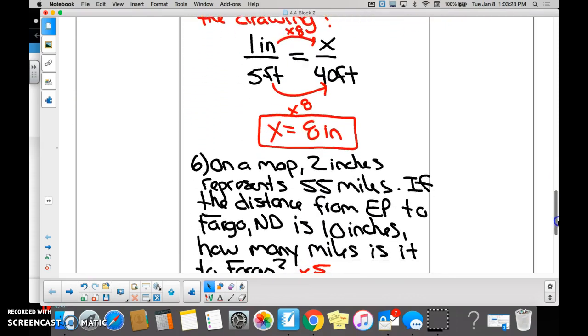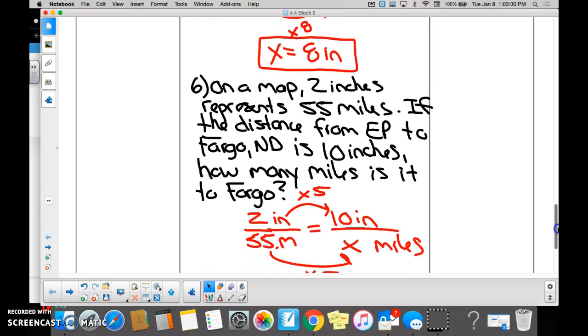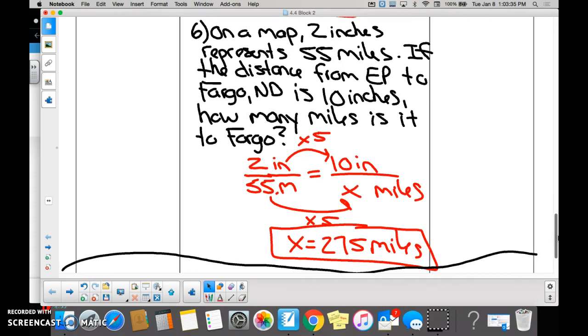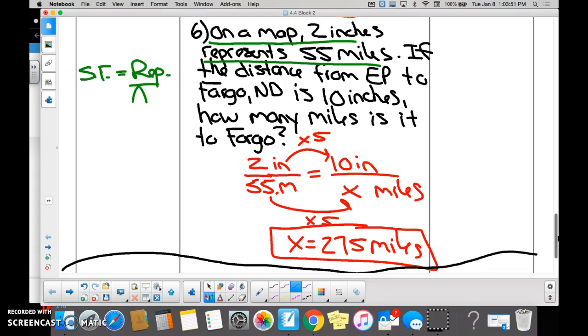And then the map problem. Did I give you a scale factor for the map problem? Like, did I say, here's the scale factor? Does it say the scale factor is on number 6? No, it doesn't say the scale factor is. But the information says, on a map, 2 inches represents 55 miles. And we know the scale factor is the representation over the actual.